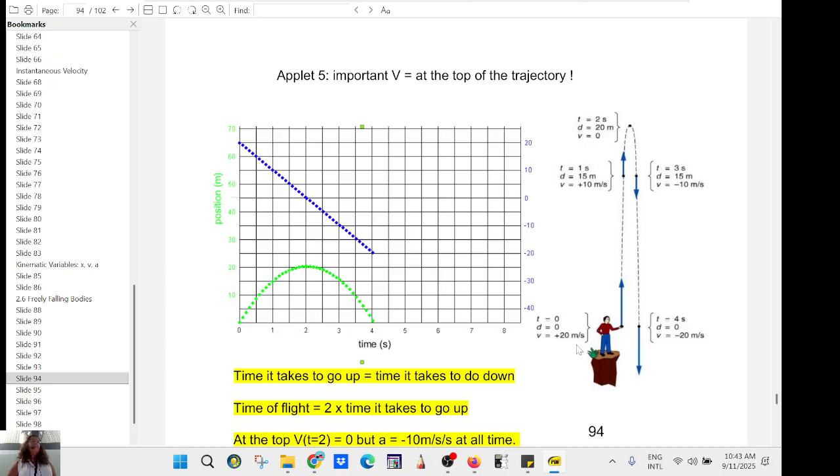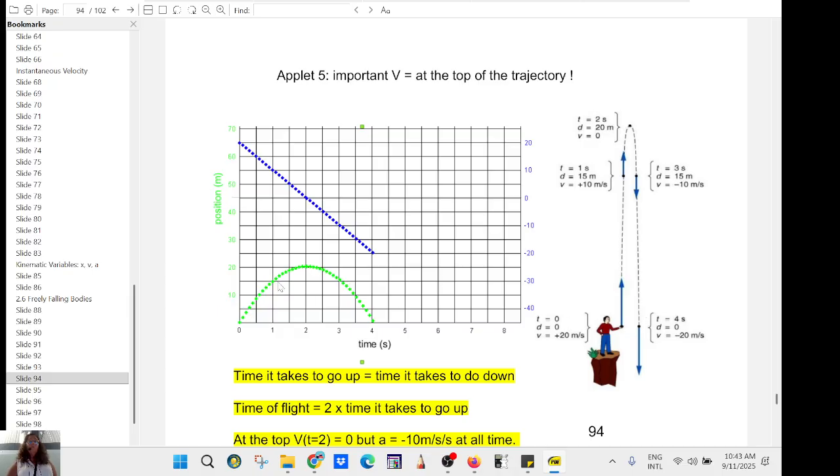So 20 meters per second, it's a tossing situation. After 1 second it's 10 meters per second. After 1 second, minus 10 is 0. Minus 10 is minus 10. Minus 10 is minus 20. They are very symmetric with each other. It's going up and then down.